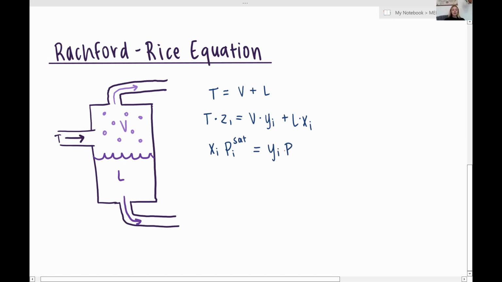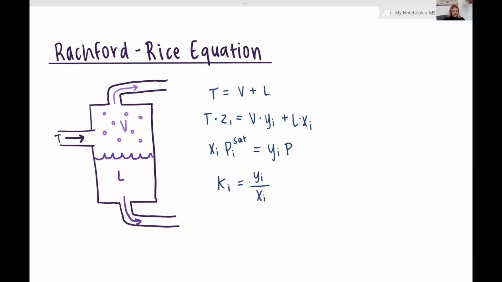So one other thing that's going to be really helpful to us in trying to derive the Rachford-Rice equation is that we can represent the ratio of the mole fraction in the vapor phase to its mole fraction in the liquid phase as Ki. So that basically just looks like Yi divided by Xi.